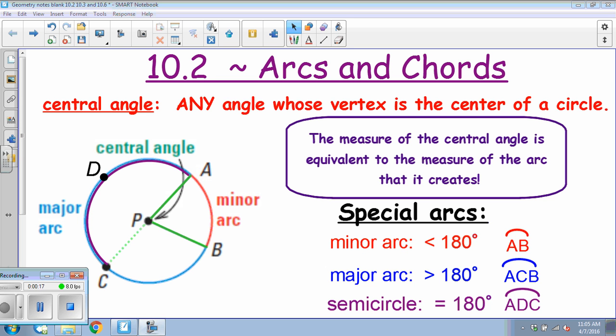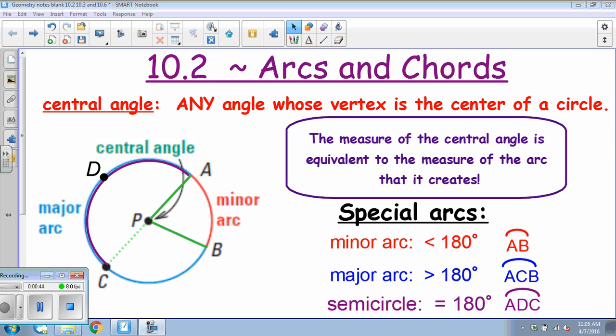The reason I'm explaining that is because tomorrow we're going to talk about inscribed angles. You don't need to write this down, you'll write it down tomorrow, but an inscribed angle is an angle inside of a circle where its vertex is on the circle. So it would go from here like this. So you need to know the difference between a central angle and an inscribed angle. A central angle is at the center.